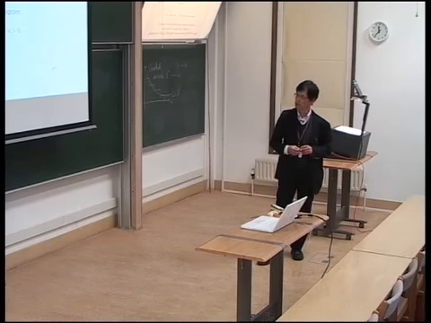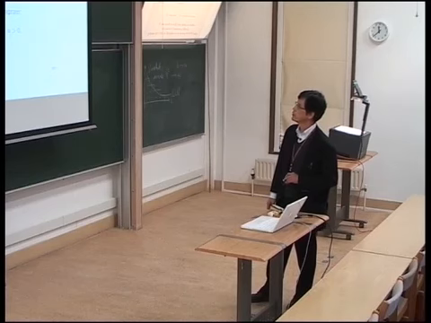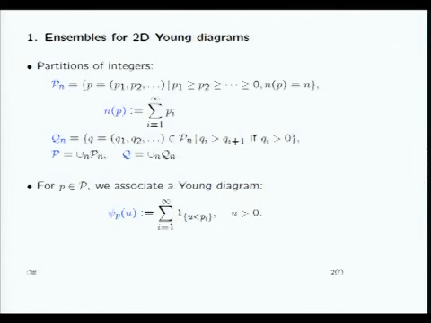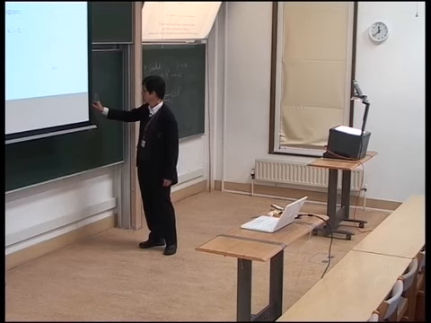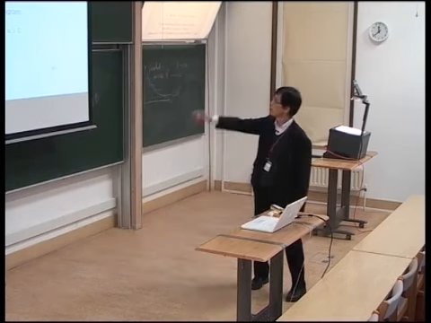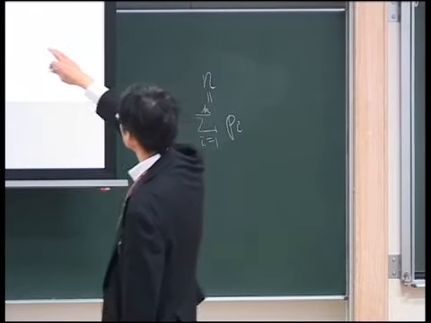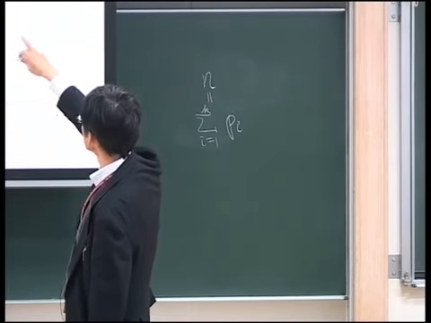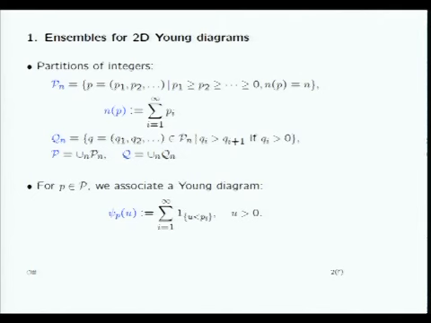So Young diagrams originally appear as partitions of integers. You give an integer n, then you consider the partitions of n. That means a sum of integers p_i, i from 1 to k, where k varies. Then I arrange the p_i from the biggest one. The biggest one is called p1, and the second one is p2, and you arrange in this way.